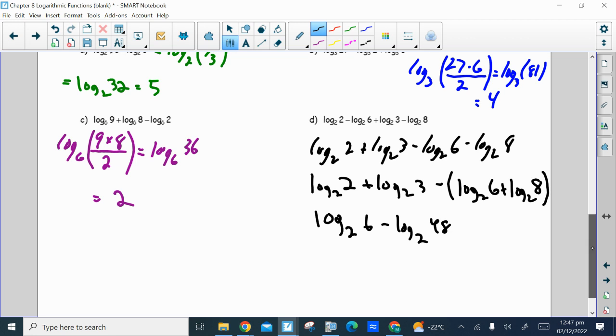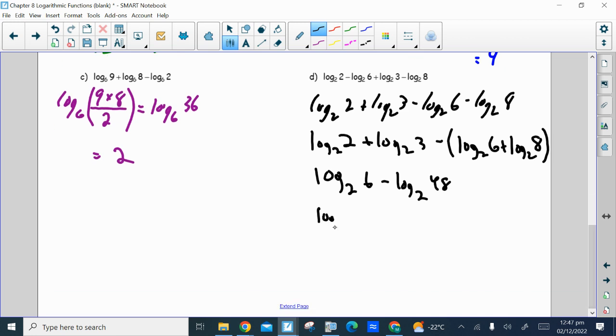And now we are subtracting logs with the same base. We can use the quotient law to combine them. That'll be log base 2 of 6 divided by 48, or log base 2 of 1 over 8 if we reduce.